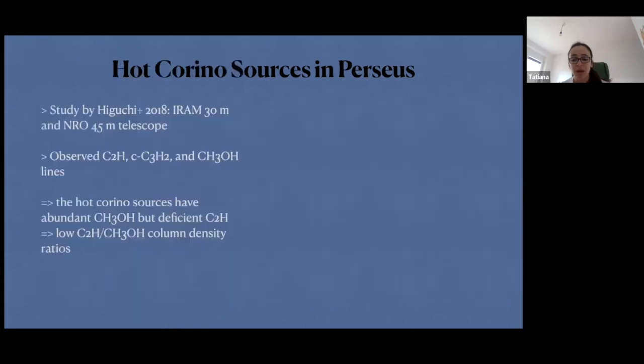And to come back to hot corinos, there is a study by Higuchi in 2018 who observed 36 targets in Perseus, and specifically the molecular lines of C2H, C3H2, and methanol. And they find that the hot corino sources have abundant methanol and deficient C2H, which is what we would already expect from what we know about hot corinos. And effectively, a low C2H to methanol column density ratio would indicate a source with hot corino chemistry.